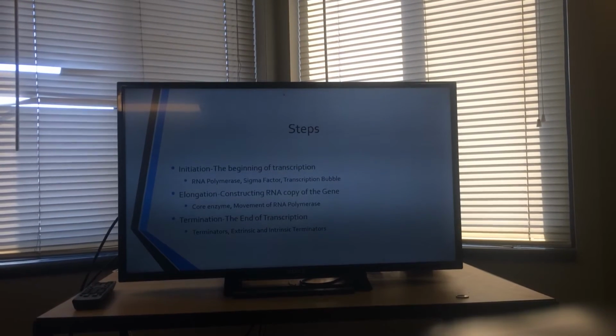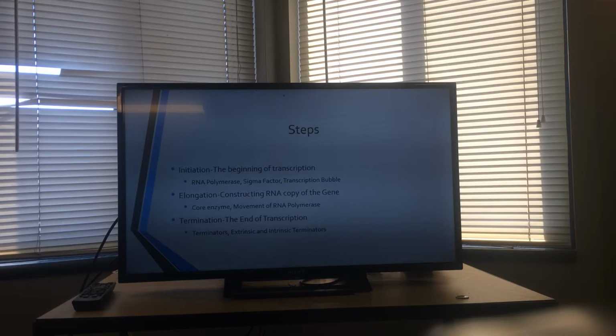This means we can move on to elongation, where the sigma factor separates from the RNA polymerase and it becomes a core enzyme again. The core RNA polymerase loses affinity for the promoter and is able to move in the 3' to 5' direction on the template strand. And within this transcription bubble, NTPs are added to the 3' end of the mRNA.